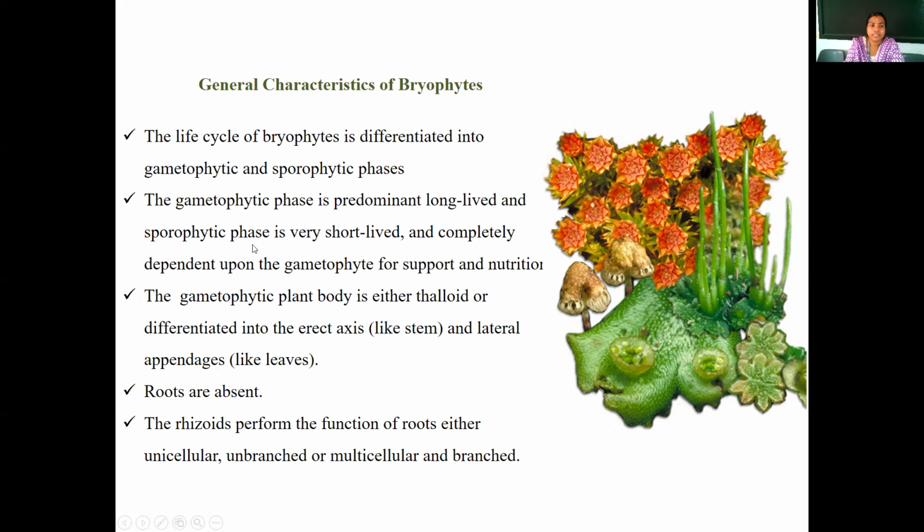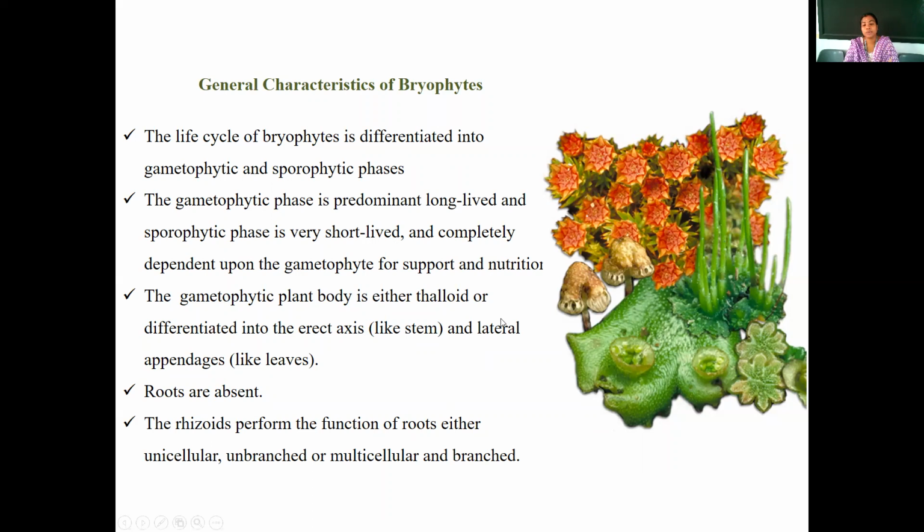Coming to the general characteristics, the life cycle of bryophytes is differentiated into gametophytic generation as well as sporophytic generation. So there is an alternation of generations between haploid and diploid phases. The gametophytic phase is predominant and the sporophytic phase is very short-lived and completely dependent on the gametophyte for support and nutrition. The gametophytic plant body is either thalloid or differentiated into an erect axis. Not all the members reported under bryophytes are thalloid structures. Some may differentiate to form an erect stem-like structure and lateral appendages like leaves.